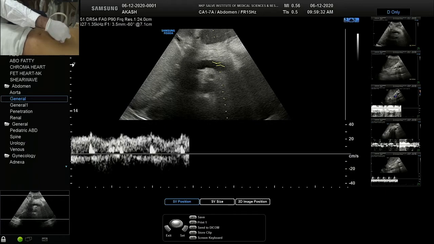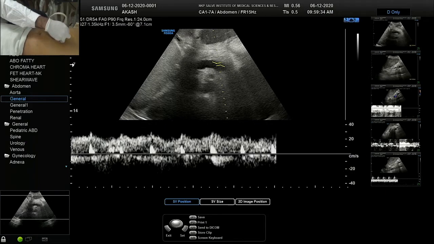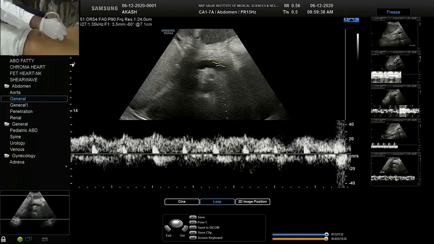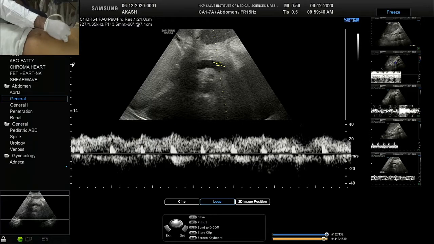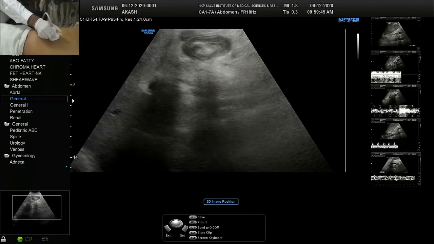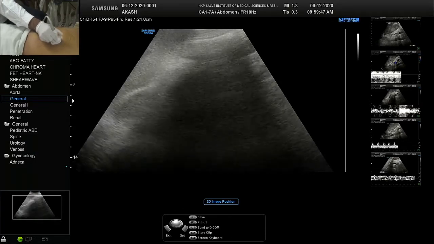Now you see it properly. Positioning is important. So the flow is okay, around 20 centimeters per second. There is some variation. We sample the SMV. That is the SMV.